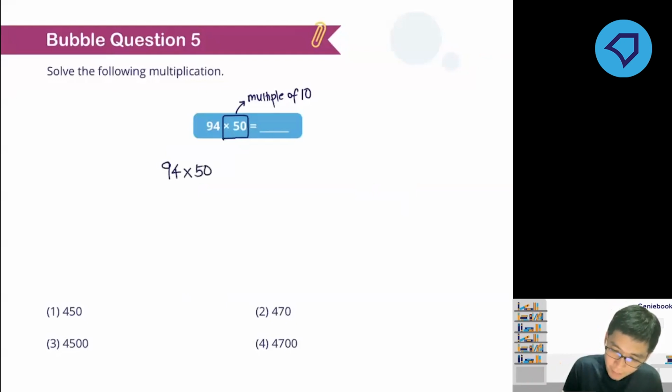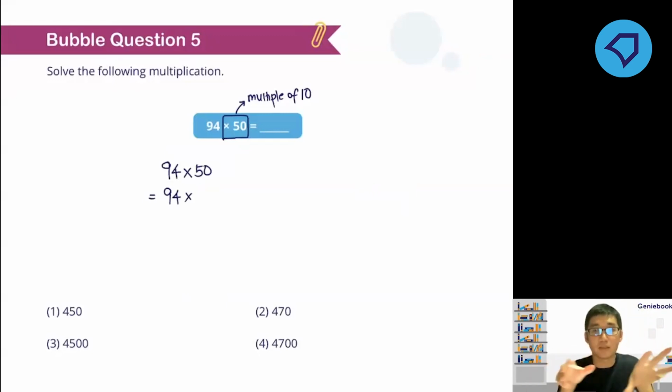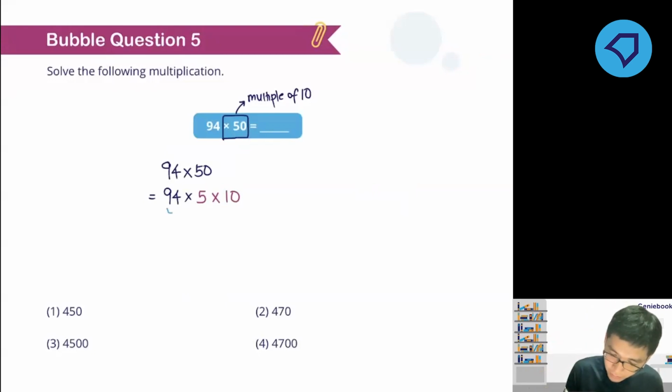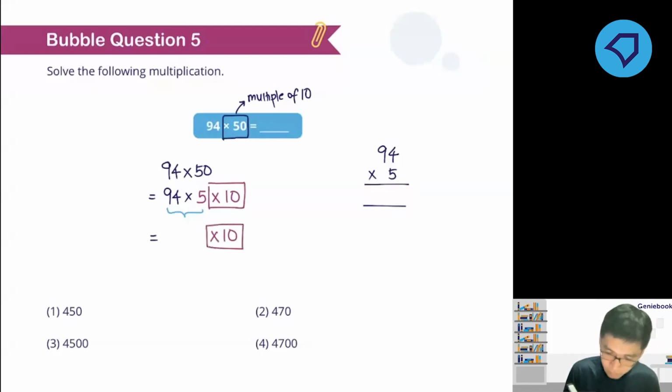When I'm multiplying by 50, what I can do first is split the 50 into something times 10. So 50, I know, is 5 times 10. 50 is 5 times 10. So once you have done that, can you start by solving this part first? Can you find out what's 94 times 5? Once you have gotten that part, do not forget, I still need to multiply my answer by 10. So do not forget about this part.